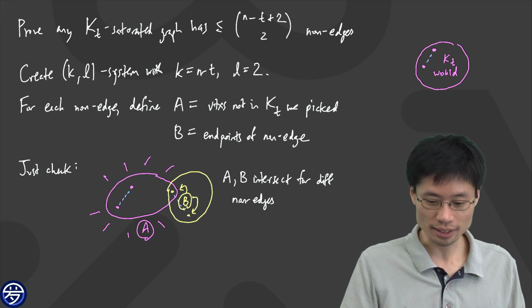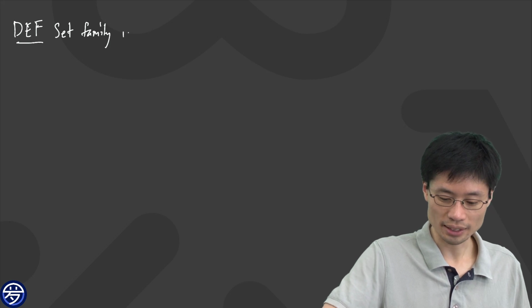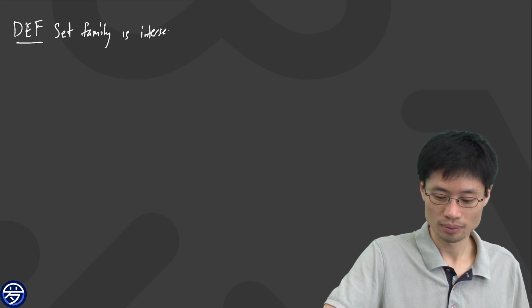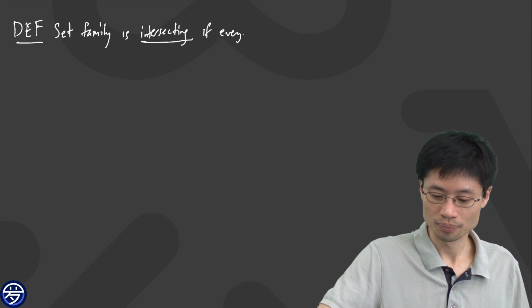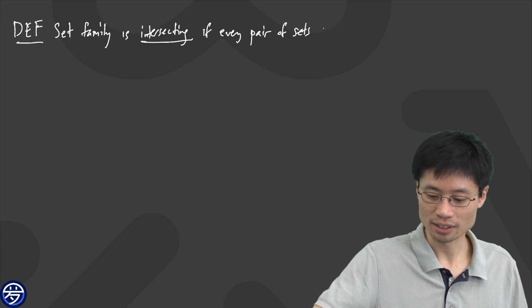Very good. So the next topic I want to talk about is also about some type of intersections, but it's going to be a much, much simpler statement to begin with. And the much simpler statement is just, how big can an intersecting family be? So let's define an intersecting family of sets. A set family is intersecting if every pair of sets has non-empty intersection.